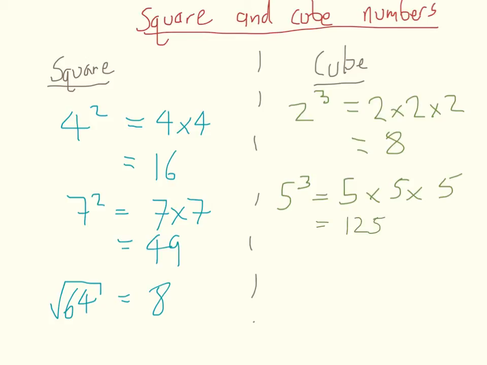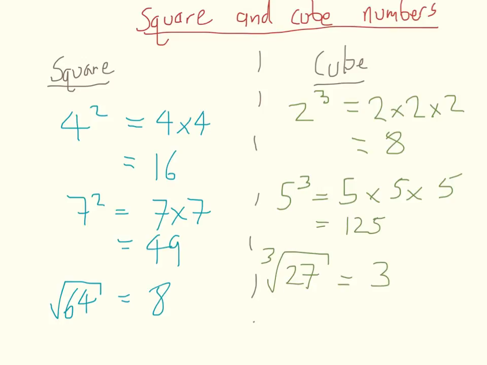And the opposite to cubing something is to cube root. So the cube root of 27 is 3, because 3 times 3 times 3 is 27. Now you really, as I said, need to know your first 12 square numbers and your first 5 cube numbers.